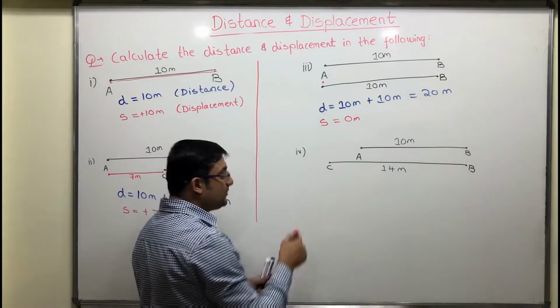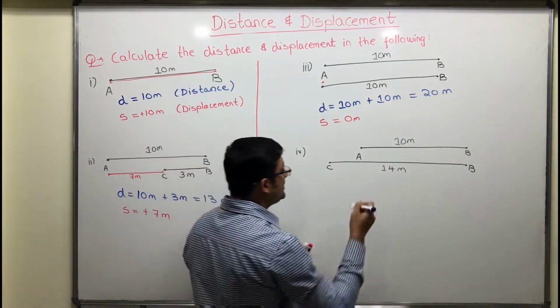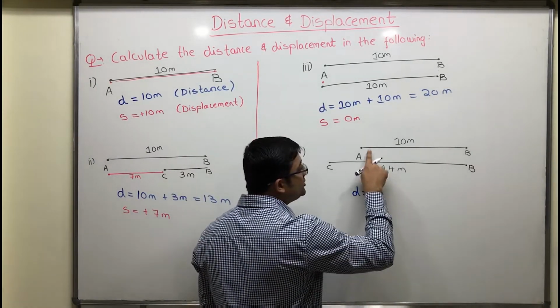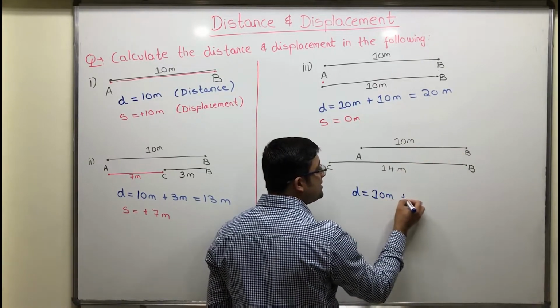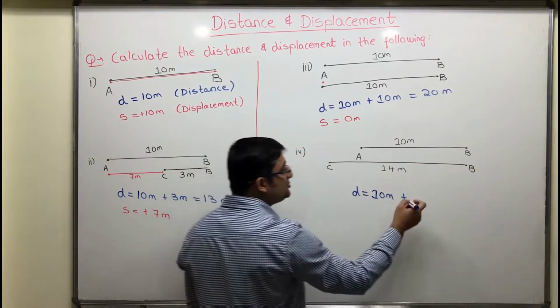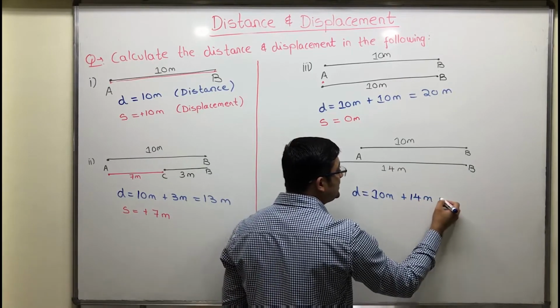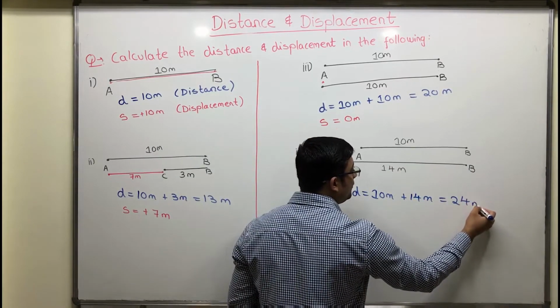Next, come to this question over here. Here, what is the distance? See, you first go from A to B, that is 10 meters. And then you go from B to C, that is an additional 14 meters. So total distance traveled is 24 meters.